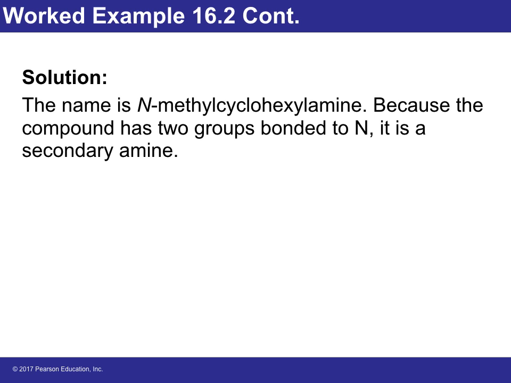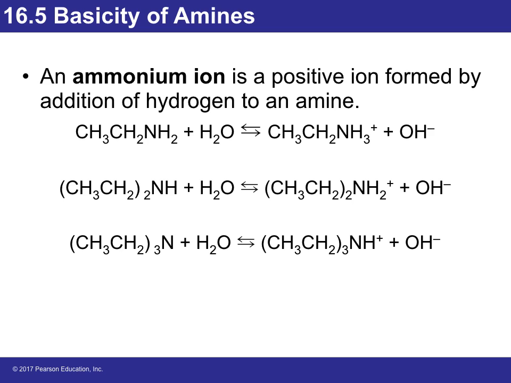Because I have 2 groups bonded to nitrogen and only 1 hydrogen, I can tell right away that's a secondary amine. Something you have to look into also is the ammonium ion, a positive ion formed by addition of hydrogen to an amine. So if you look at these 3 different examples, I want you to focus on the H2O, the water molecule. One of the hydrogens is going to add itself to the NH2, make it NH3+, and because you're removing a hydrogen from that water molecule, you have the hydroxyl OH- characteristic.